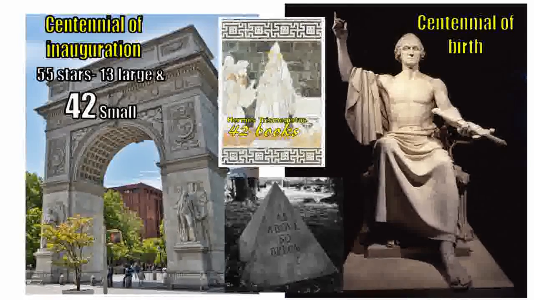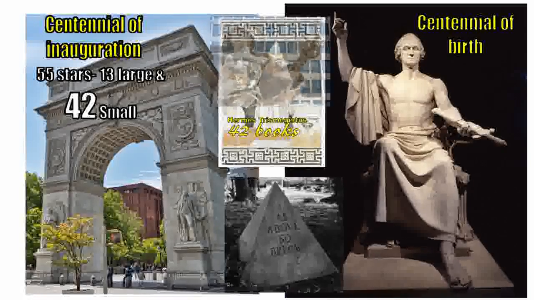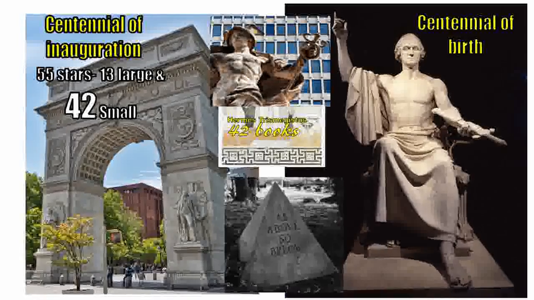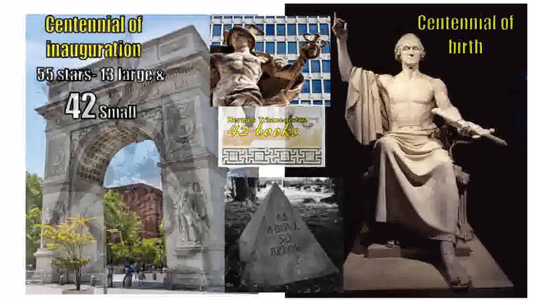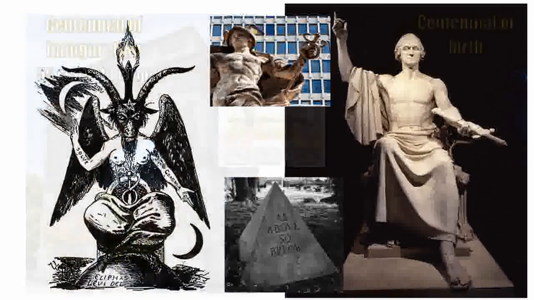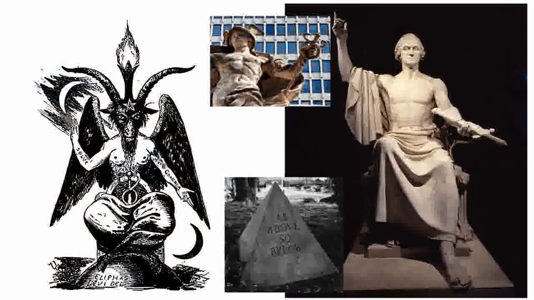But for instance, back again, the 42 books of Hermes Trismegistus, so many other elements, of course, wrapped around 42. And Hermes Mercury is depicted in so many sculptures in New York, but these buildings being very much connected to weights and measures. 42 small stars on the arch. But as above, so below.